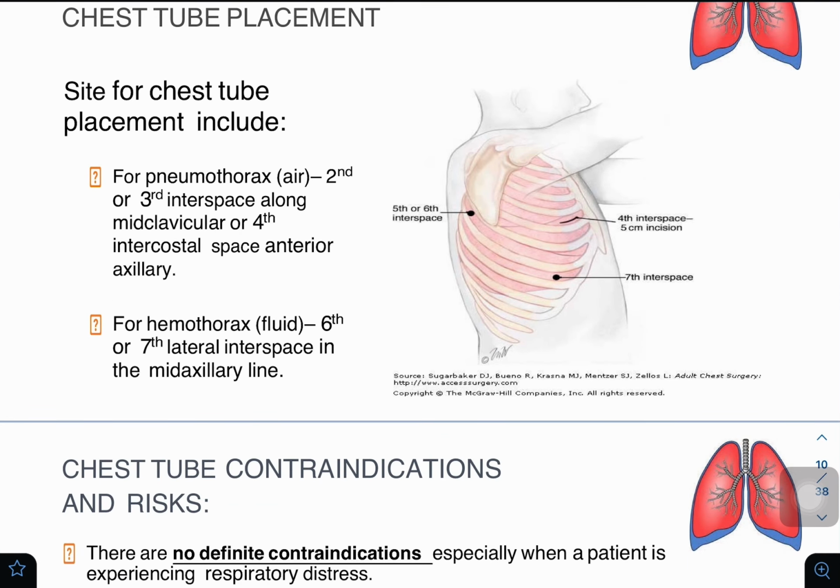Where to put the chest drain? The site of the chest tube placement includes the second intercostal space, mid-clavicular line.